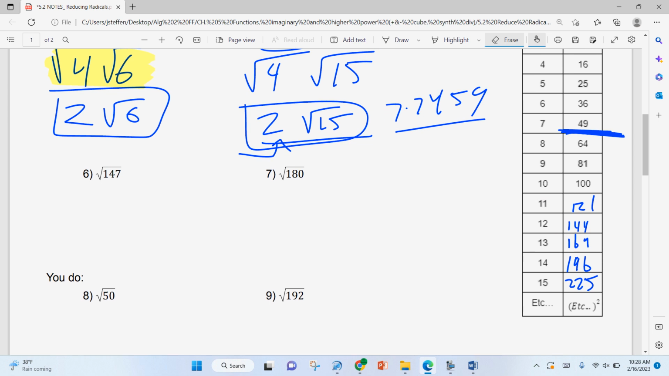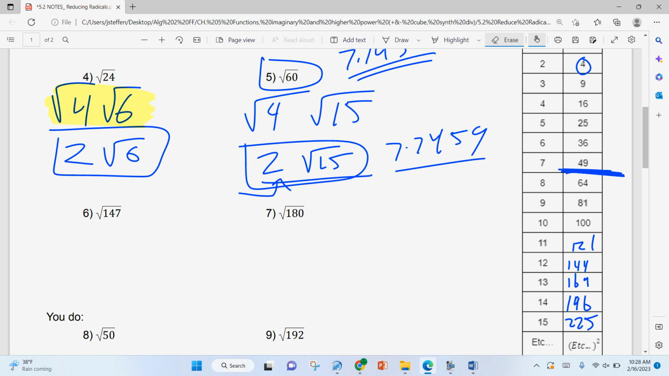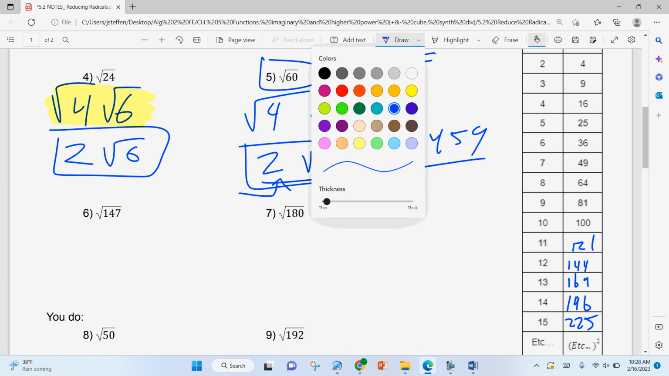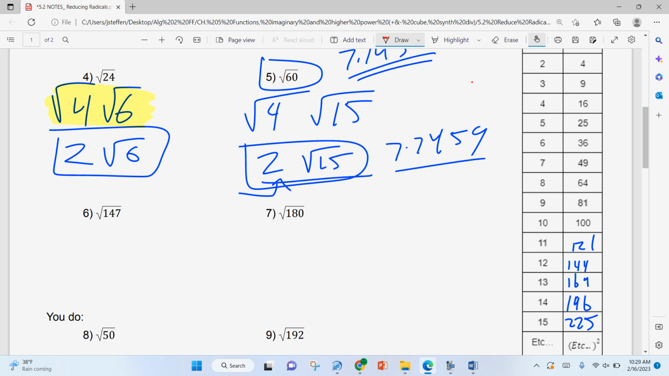So let's do the same thing with 147. 147 is right over here. Let me get my change of color. 147 is right here between 144 and 169. So again, we start with 147 divided by 144. I would advise you, if you think one doesn't work, I would still try it. If you know it doesn't work, then you can skip it. You don't have to type it in your calculator.